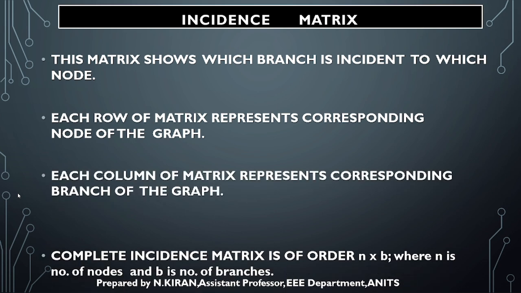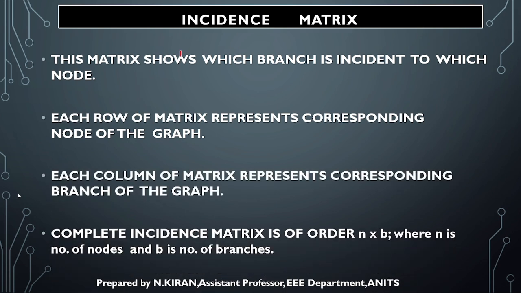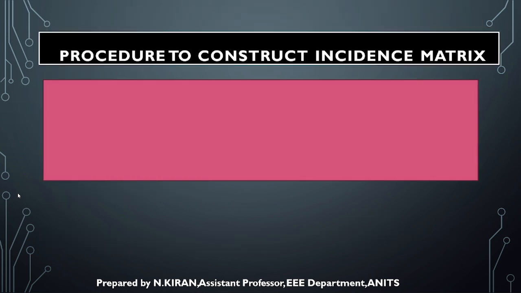So mainly this incidence matrix. Every row of this matrix will correspond to a node of the original graph, and every column of the matrix represents a branch of the graph. So the order of this matrix is n cross b, where n is the number of nodes and b is the number of branches. Okay. So what is the procedure to construct this incidence matrix?